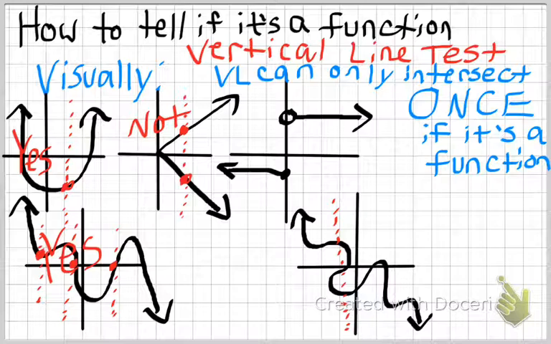I know my vertical line is a little crooked, but if we were to draw it there, in that location, we would notice it would be crossing here, here, and here. So that vertical line touches it a lot more than once. So this one is not even close to being a function. So we would say not a function.